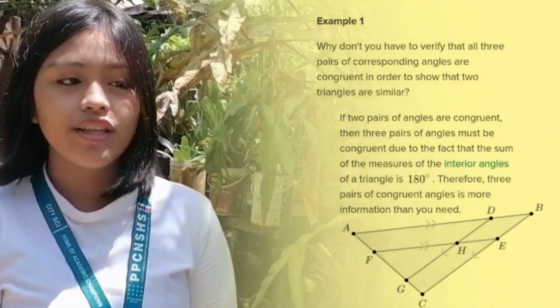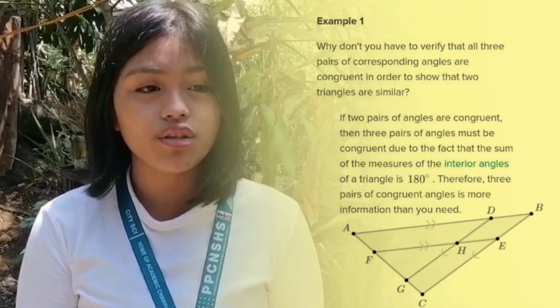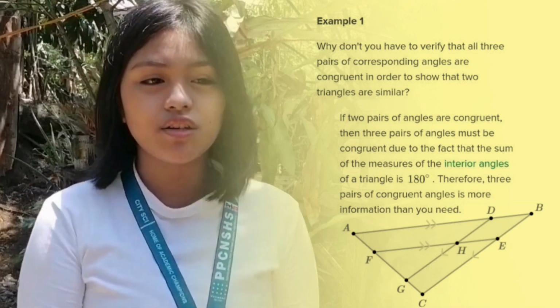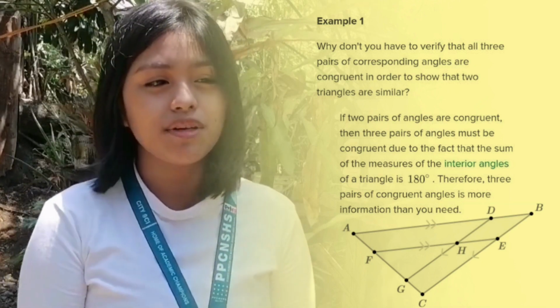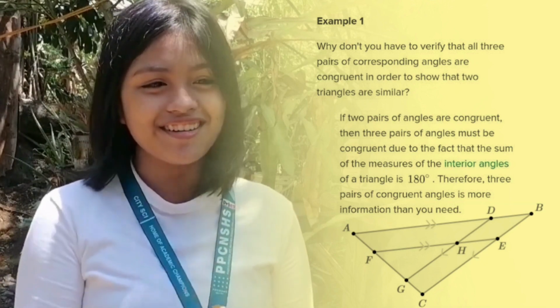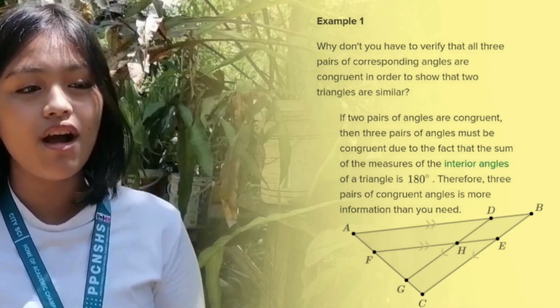Why don't you have to verify that all three pairs of corresponding angles are congruent in order to show that two triangles are similar? If two pairs of angles are congruent, then three pairs of angles must be congruent due to the fact that the sum of the measures of interior angles of a triangle is 180 degrees. Therefore, three pairs of congruent angles is more information than you need.